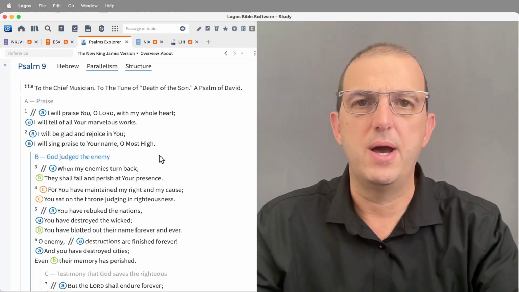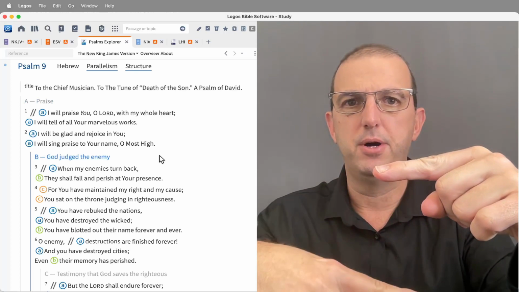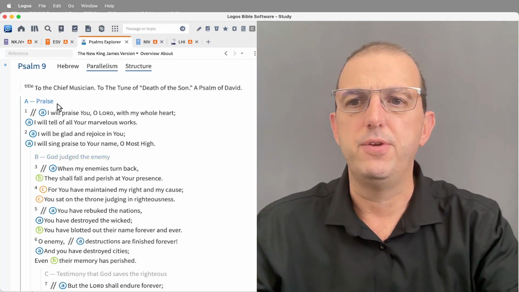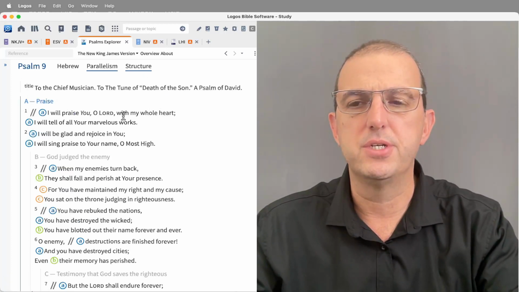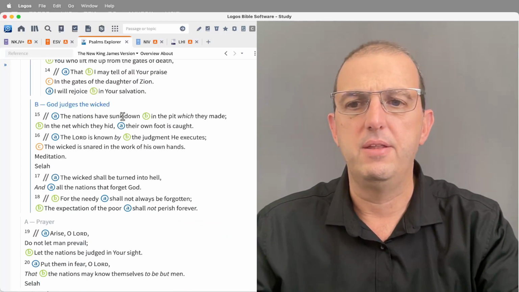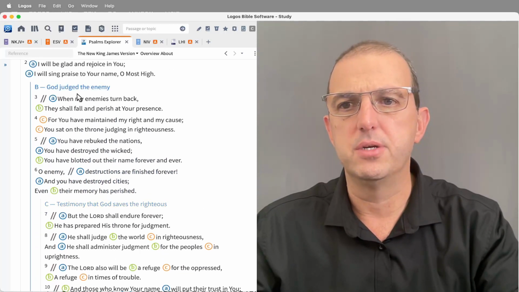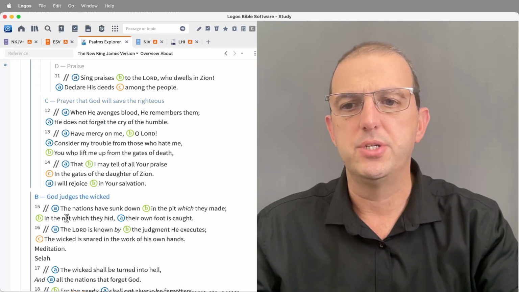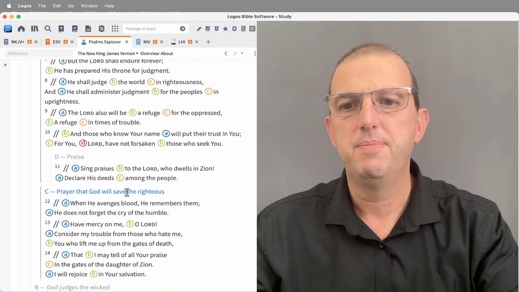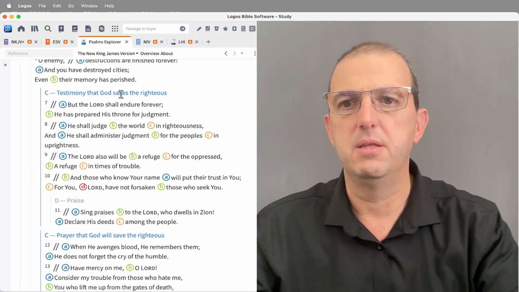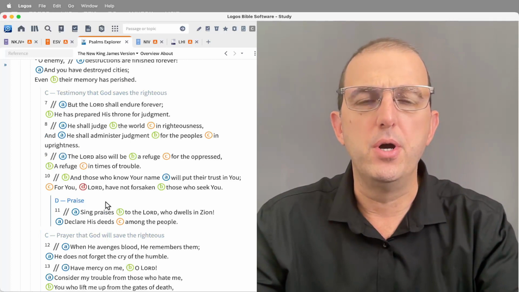Now, some scholars like to identify many psalms as chiasms, and they'll try to match the first part to the last part and the second part to the second last part, and so on. If you look at the proposal here in Logos Bible software, you'll see they have the first strophe labeled praise, and they label the last strophe prayer. Then the second part, God judged the enemy, matches God judges the wicked, and so on. The testimony that God saves is matched by the prayer that God will save the righteous, and then they see the middle part as this exhortation to praise. So that's one proposal as to the structure.